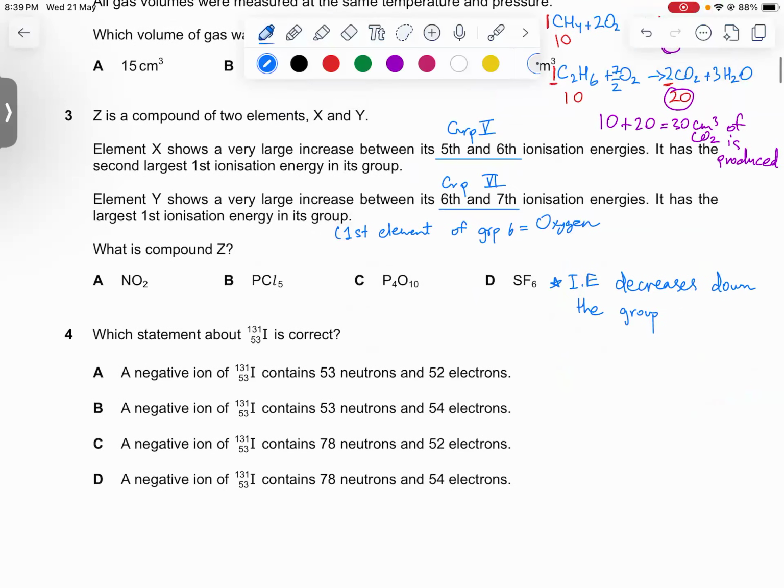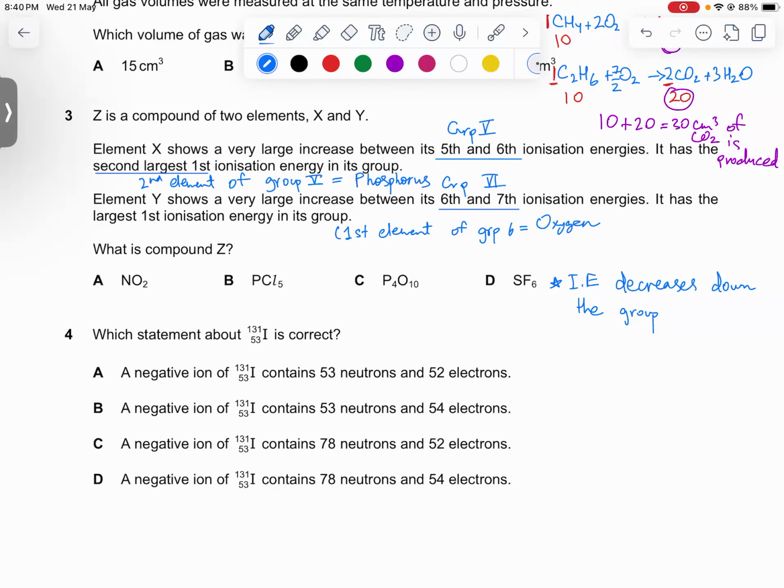And group 5 is the one in which we have nitrogen, phosphorus, and then arsenic, I think, or whatever is beneath them. You don't really have to memorize the periodic table. You can go through the periodic table, it's at the end. We only need to know the second, because it says that element X has the second largest ionization energy in its group. Second largest means second from the top, and second from the top means the second element of group 5, and that is phosphorus.